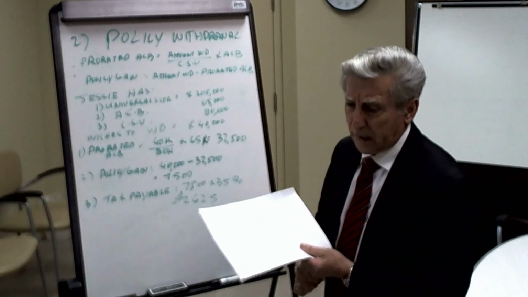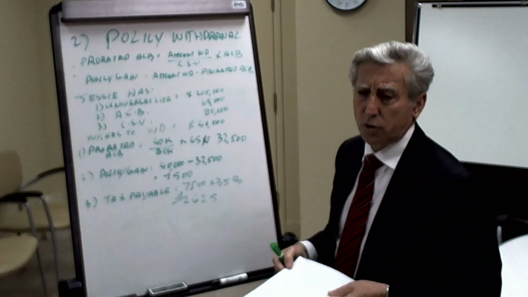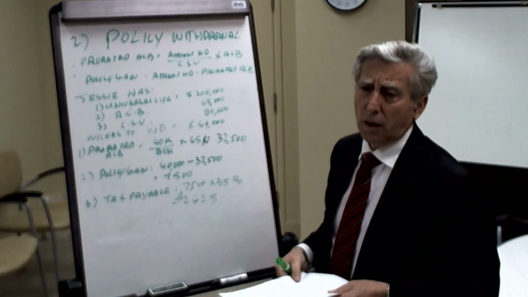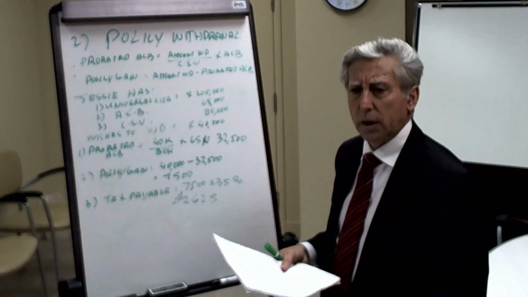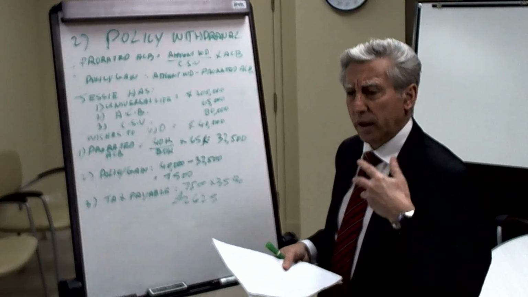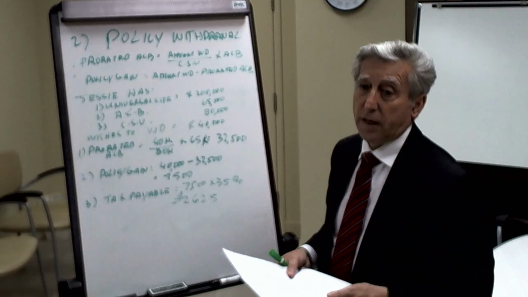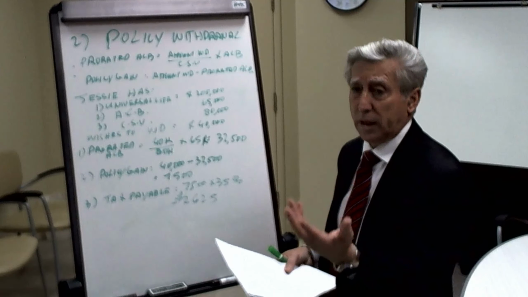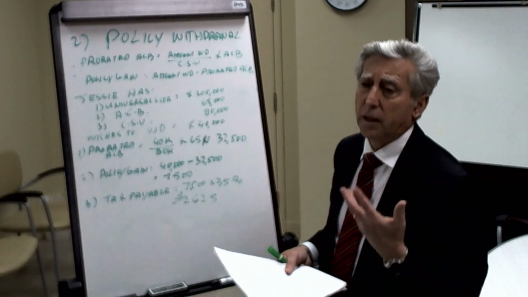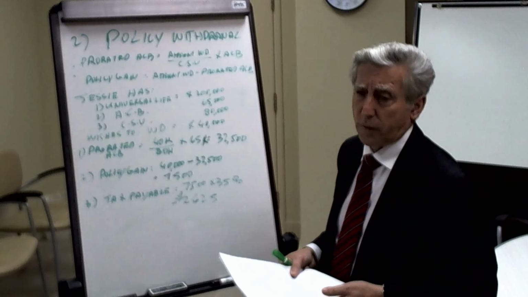Okay. So those are the two mechanisms that we use when we're talking about a partial surrender. It could happen when you actually reduce your coverage, but it could also happen if you leave the coverage where it is and make an actual withdrawal of money. That also creates a partial surrender as well.